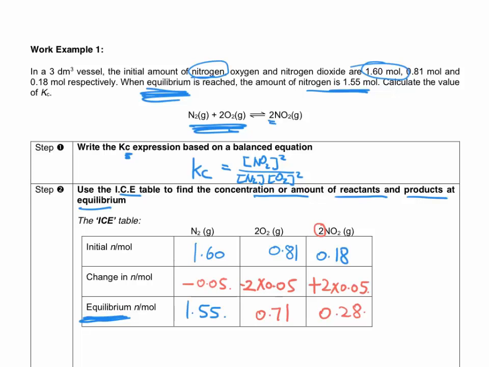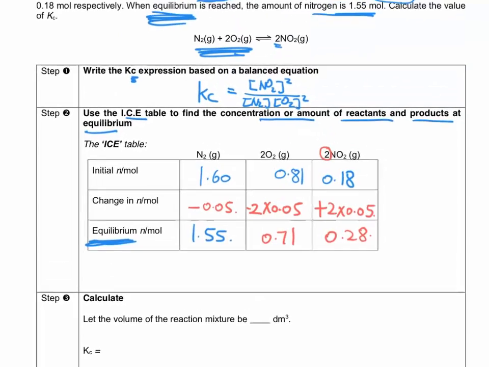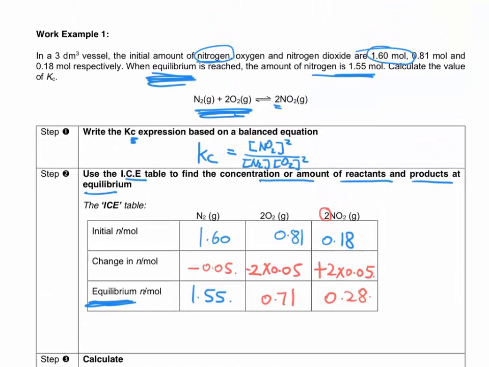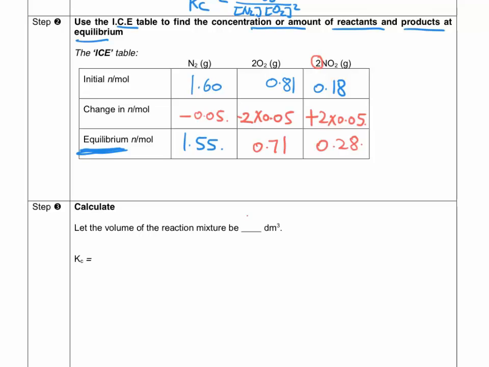Which means that after I find out all my ICE table finished already, I go to step number 3. Step number 3, I need to find out your Kc value. Now, very importantly, you need to trace back, hey, what is my volume of the reaction? The volume of the reaction here is stated as 3 dm³. So I'm going to go down. That means that the volume is 3 dm³. I rewrite the Kc expression again. This is actually your NO2 square. Remember, it's a square bracket, then divided by N2. Then you times O2 square. I simply substitute in the value.